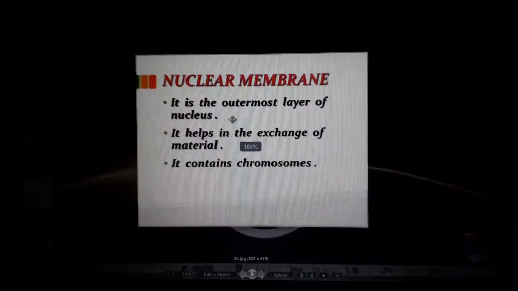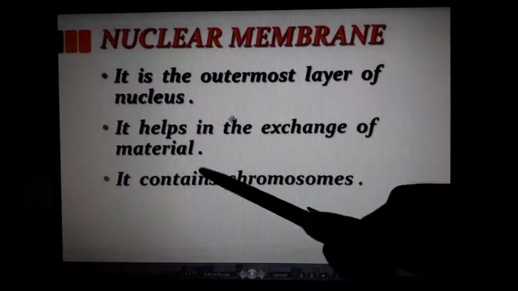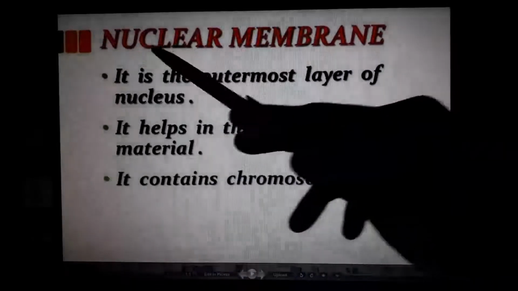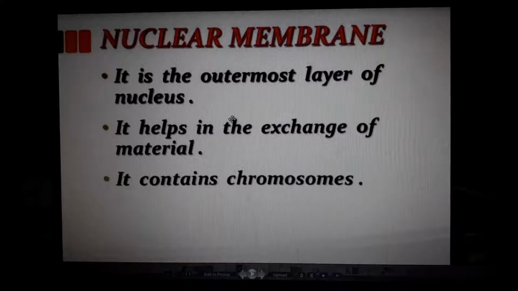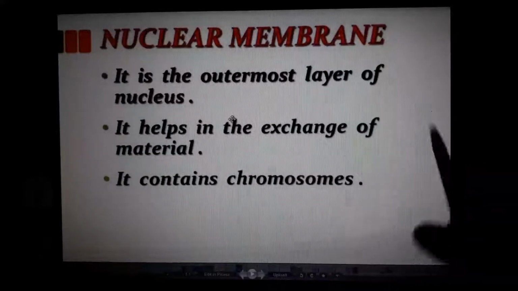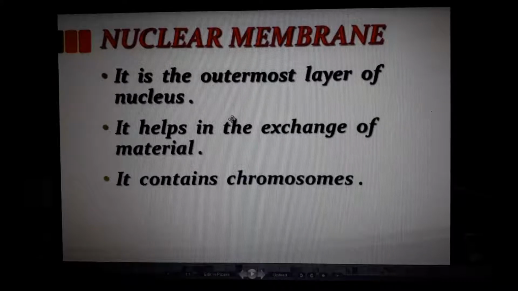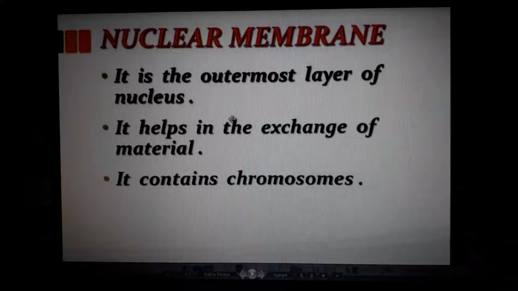See? Next is nuclear membrane. It is the outermost layer of the cell nucleus. Nuclear membrane is the outermost layer of the nucleus. Okay, that is the cell membrane I am talking about. Cell membrane is the outermost layer of the cell. It helps in exchanging of materials. Everything that comes in and goes out of the nucleus passes through the nuclear membrane, and it also contains the chromosomes which carry the genes.